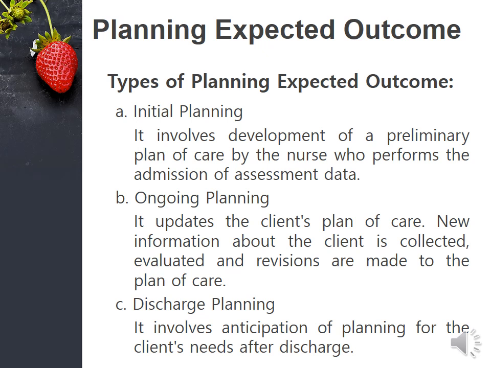Initial planning. The clue is that it is done during the admission of the assessment data. Ongoing planning. The clue is you have to get new information about the client and it should be evaluated and revised. Discharge planning, the clue is what you will do and what you will have the clients do or need after they have recovered. So after they go out from the hospital, you have to do discharge planning.